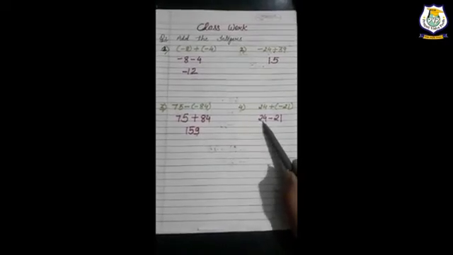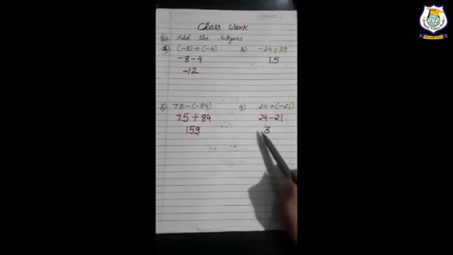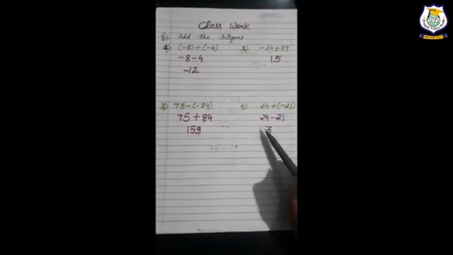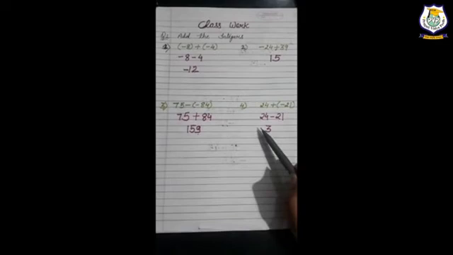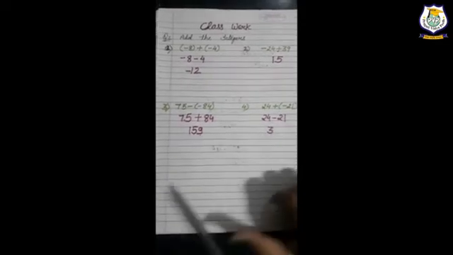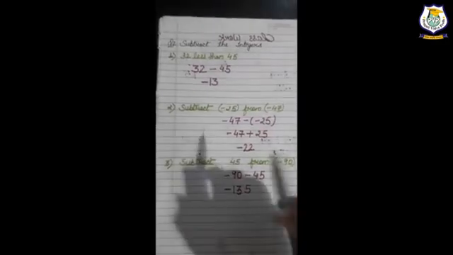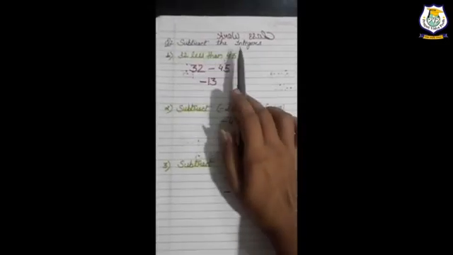Now here 24 is the greater number, so the sign will be plus, but before the number we will not put the sign. Whenever the negative sign is given, we will write the negative sign, but the plus sign we will not write. Now the next one is subtraction of integers.